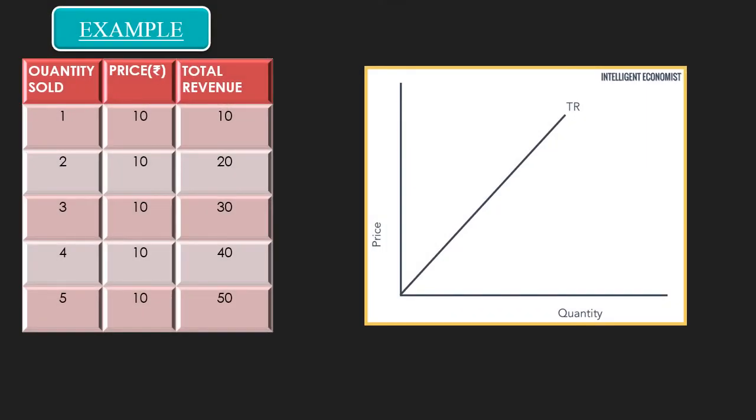So here is the example. Just have a look at this total revenue. When you sold one unit, let's suppose one pen, and the price of a pen is 10 rupees, how much did the seller earn? Rupees 10. In the same way, when he sold 5 units of the pen, the price is 10, so how much did he earn? 50. This is the total revenue, and it is always upward sloping, going upward as more quantities are sold. More quantities sold, more revenue.